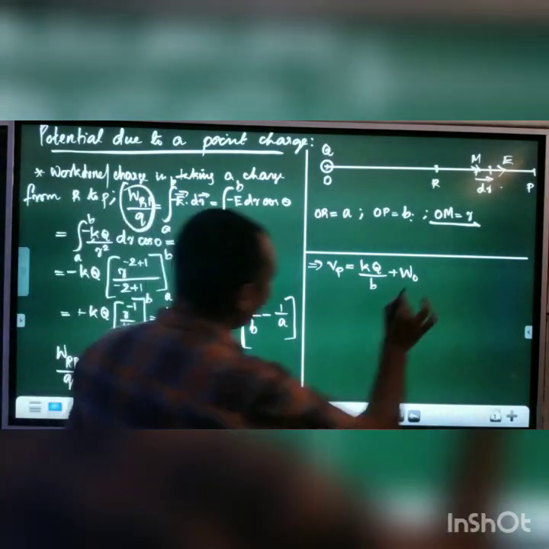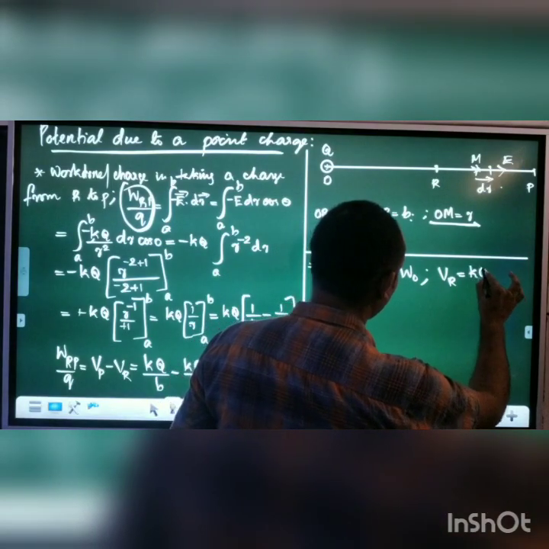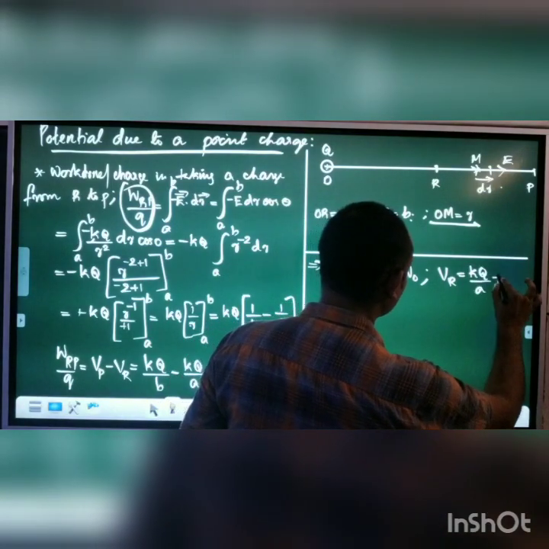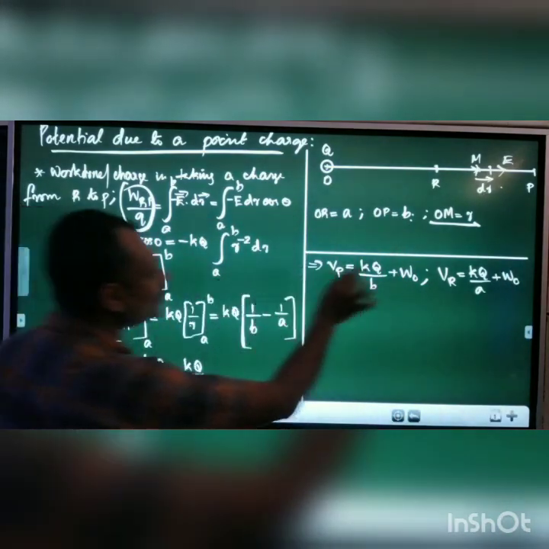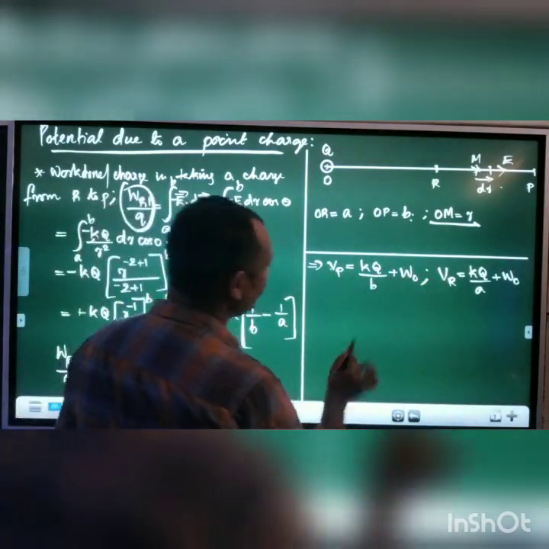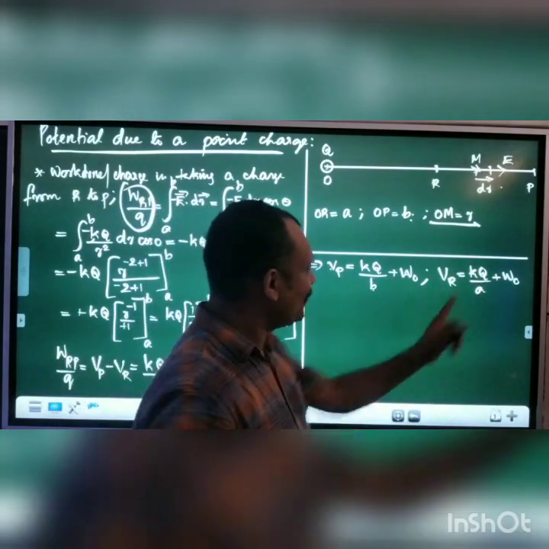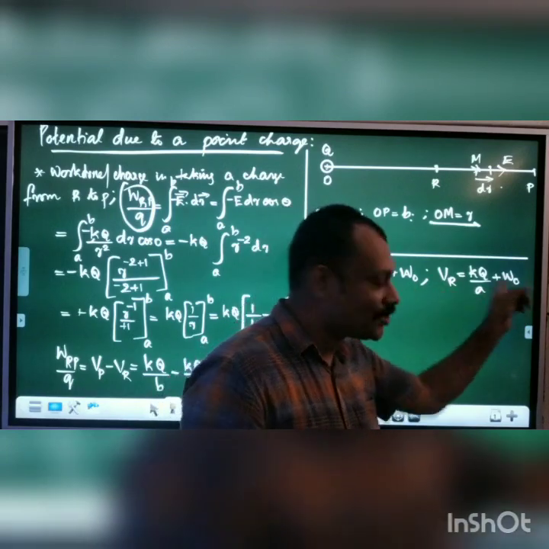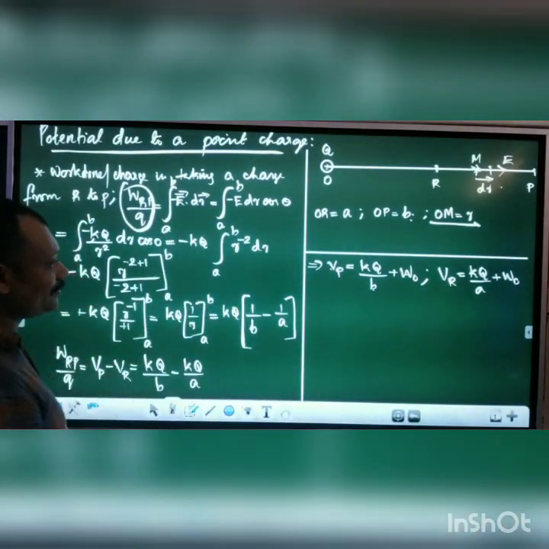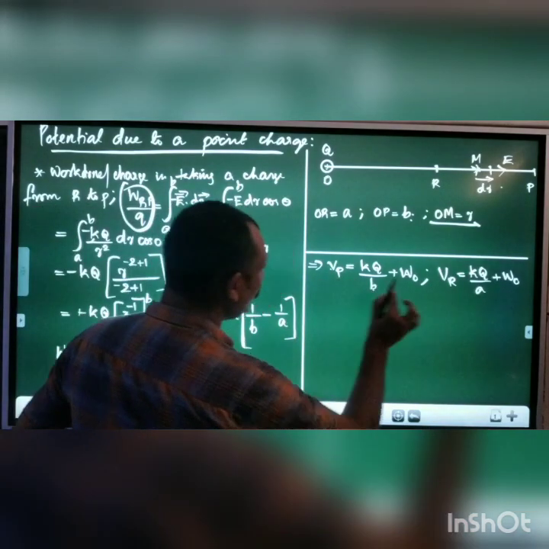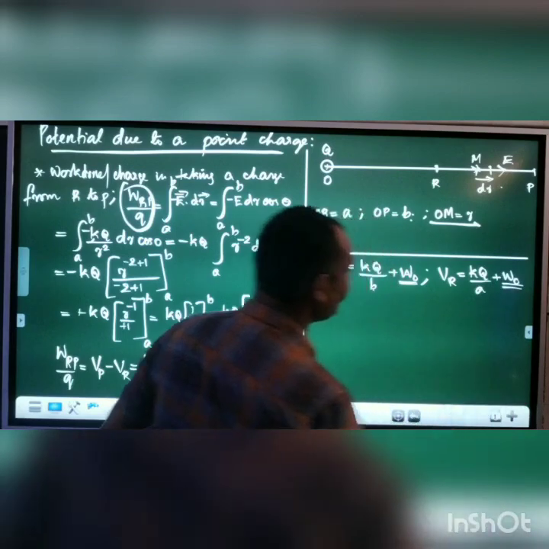Now in the similar way I will write Vr is equal to KQ by A plus W0. Now let's think what is going to be Vp minus Vr. Vp minus Vr is KQ by B plus W0 minus KQ by A minus W0. These two W0s will not remain in the difference. So now in order to arrive at the answer, it is important for us to find out the value of W0.